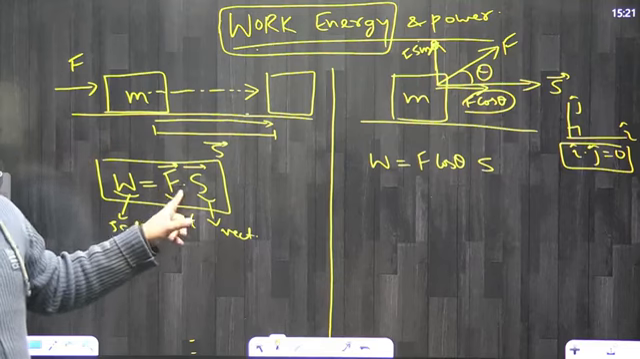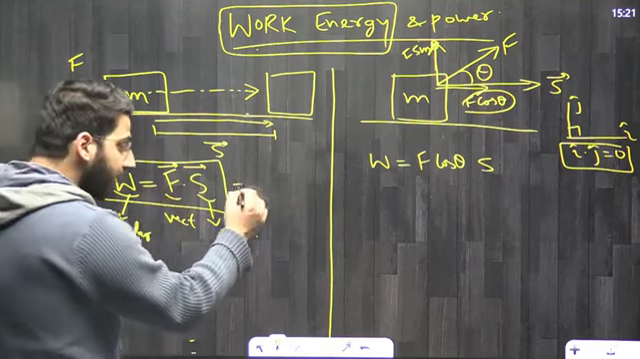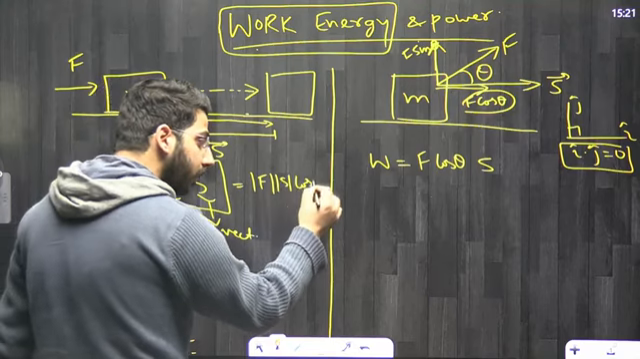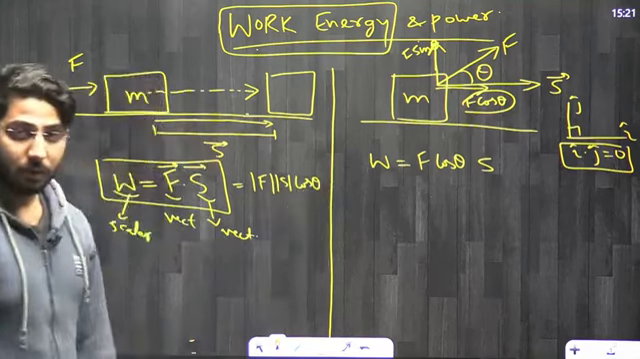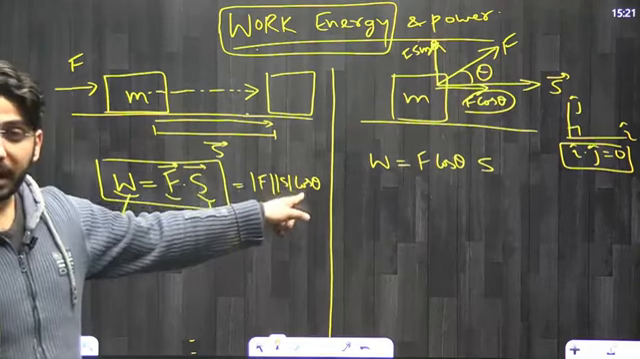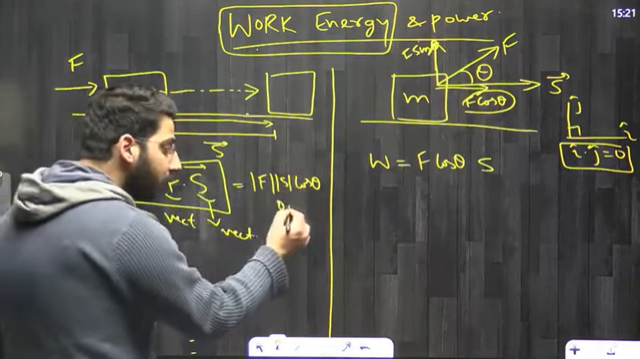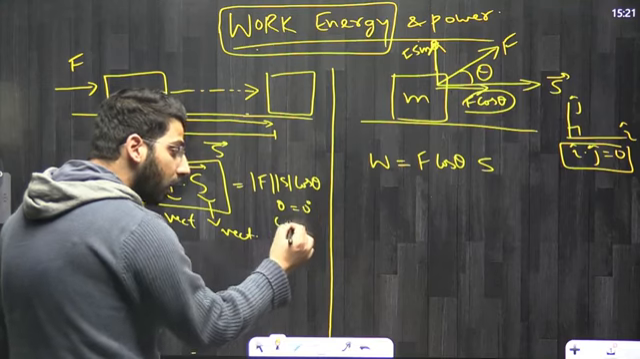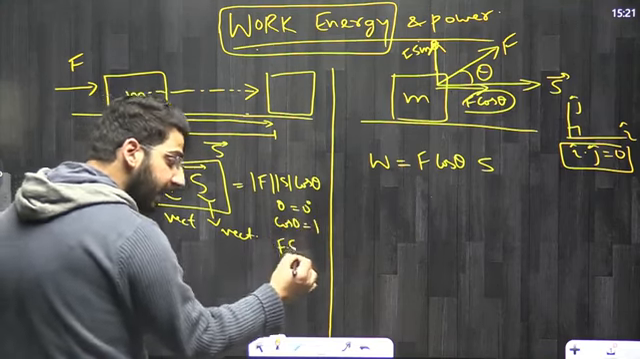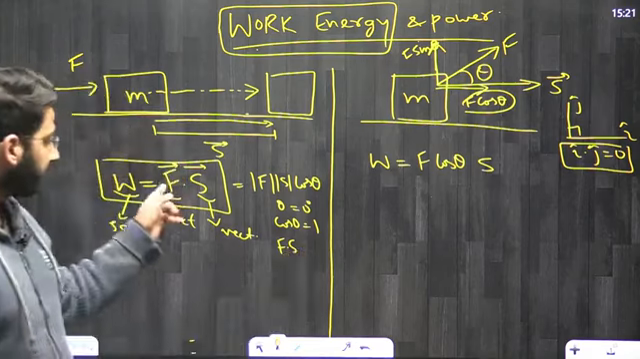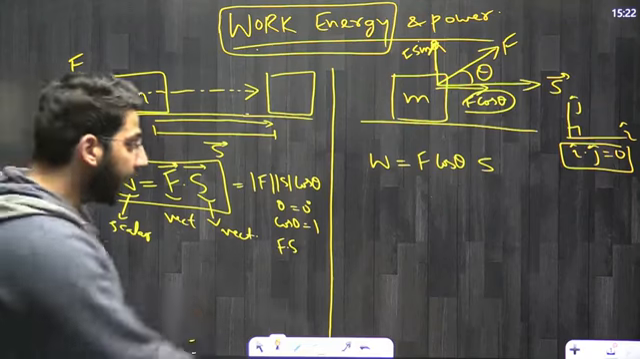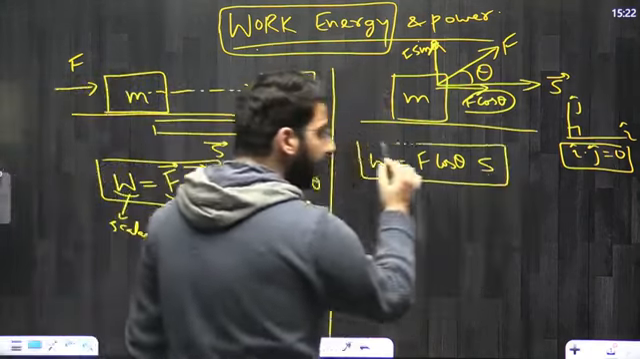And this dot product can be written as mod F mod S cos of theta. And here, why did we not have this cos theta term? Because here theta was equal to 0 degrees, and you know that cos 0 is equal to 1. That's why we simply got F into S. That is the first thing that I had before putting the arrows on over here. Okay, and here it's clear that we have F S cos theta.